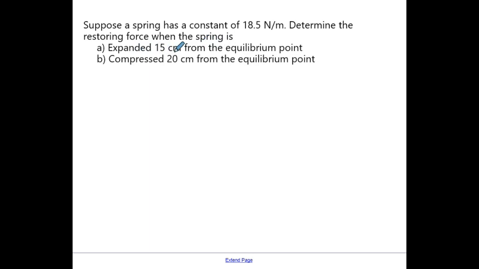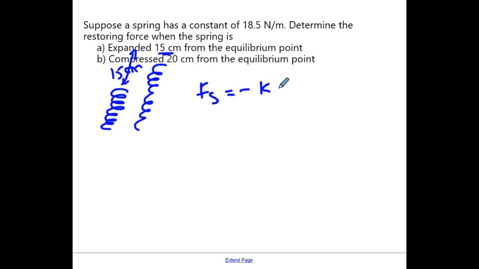And so what we're doing is we're taking the spring and we're pulling it outwards. So if you can kind of imagine that this is a spring right here, what we're doing is pulling it outwards. It's like a slinky that's been pulled out, right? And so we're expanding it by 15 centimeters. So it's 15 centimeters longer than it normally is supposed to be. So here's your formula to find the restoring force. It's equal to negative kx.